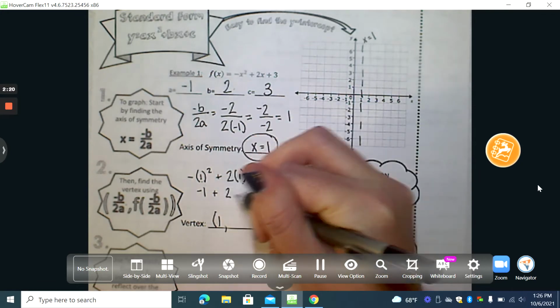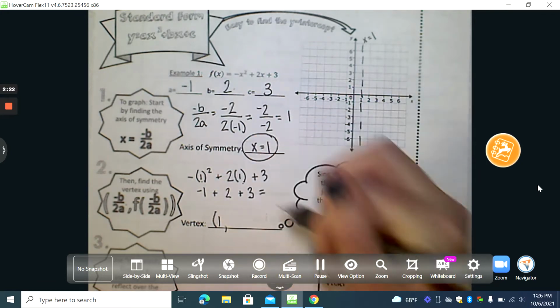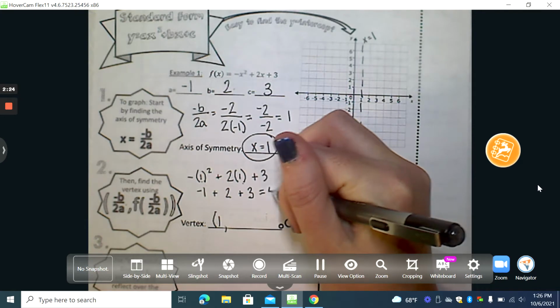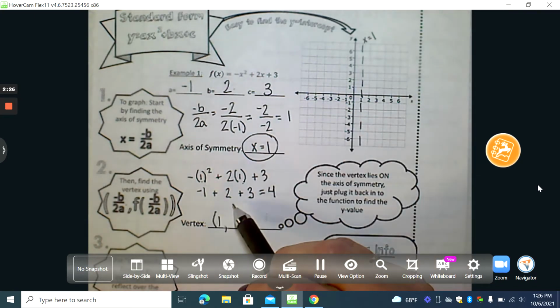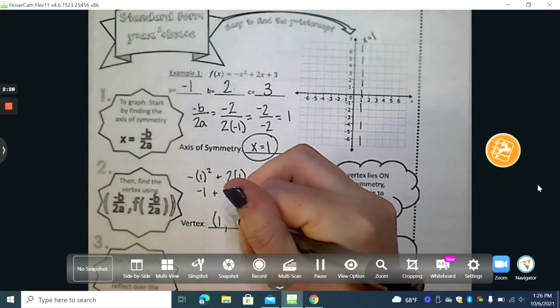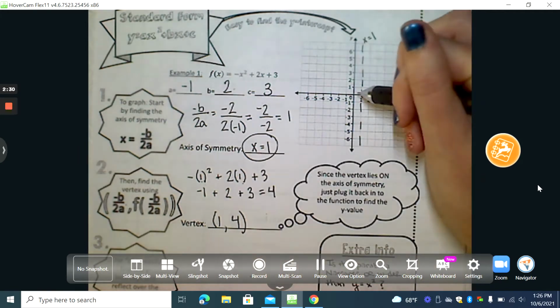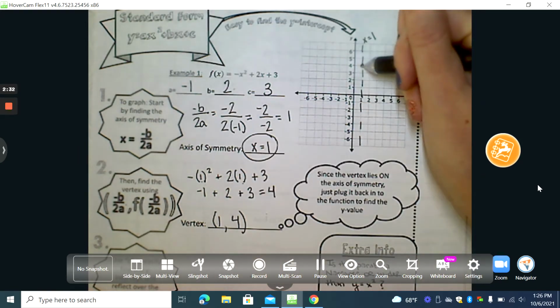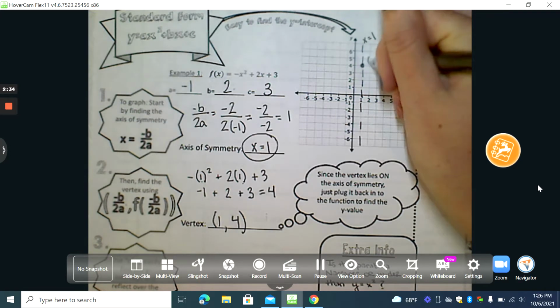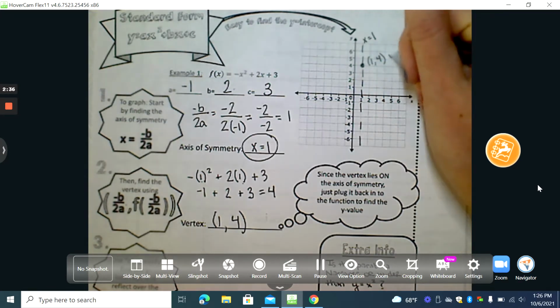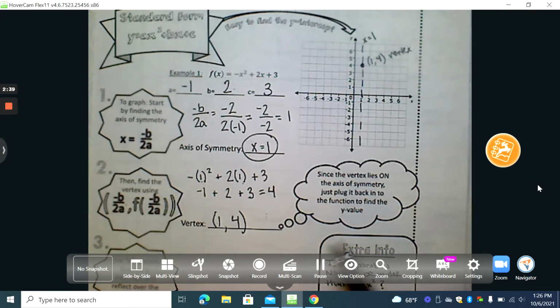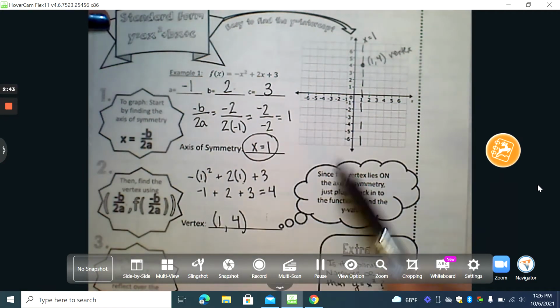And now let's solve. -1 squared is -1. 2 times 1 is 2. Plus 3, I should get 4, right? -1 plus 2 is +1, plus 3 is 4. And so my vertex is at the point 1, 4 up here. That is my vertex, 1, 4.